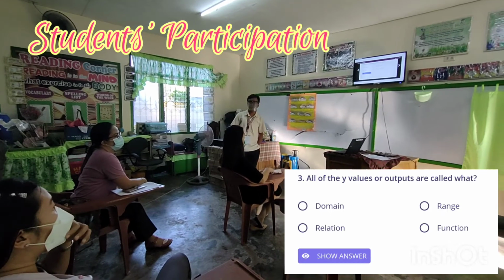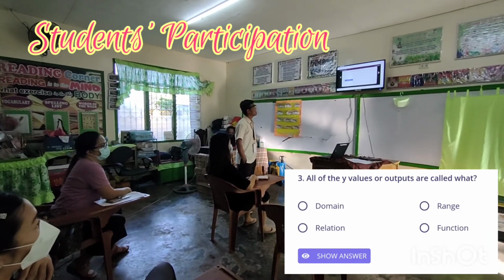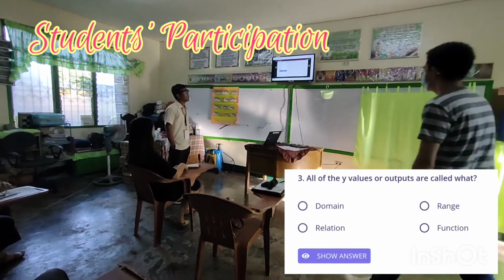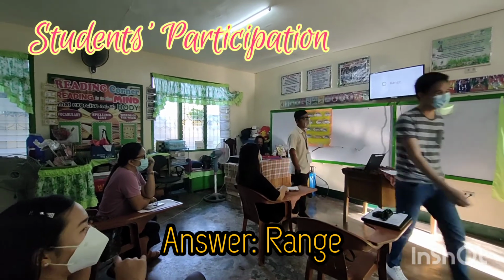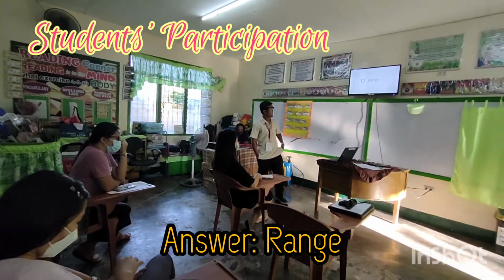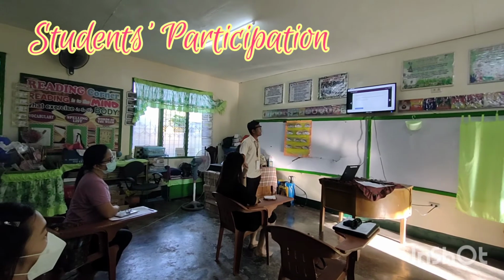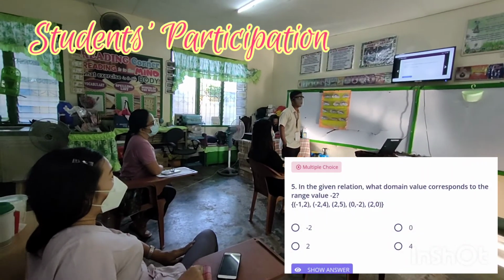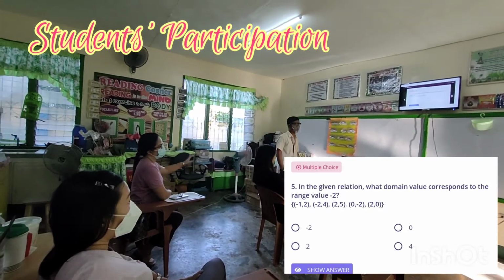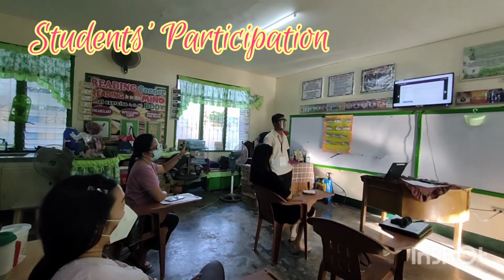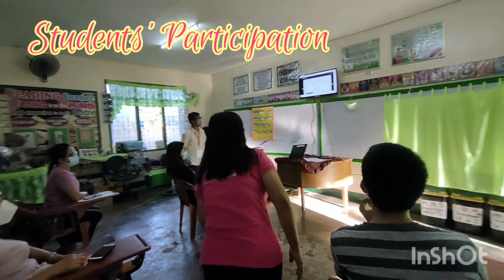Who wants to read an answer? All of the values. All of the y values, or outputs, are called what? What's the answer? Relation? So the answer? Range. So it is the range, all of the outputs. Okay, number 5 na lang. In the given relation, what domain value corresponds to the range value negative? So given the range, you only have to find the domain. Okay, yes, good. What's the answer?